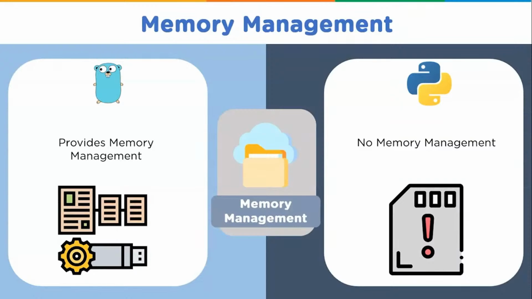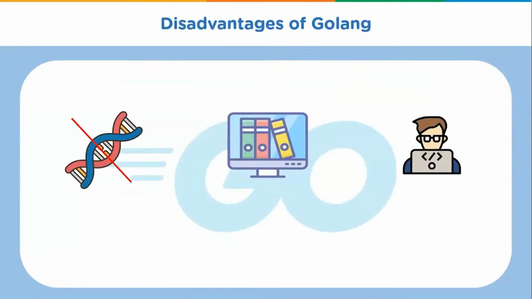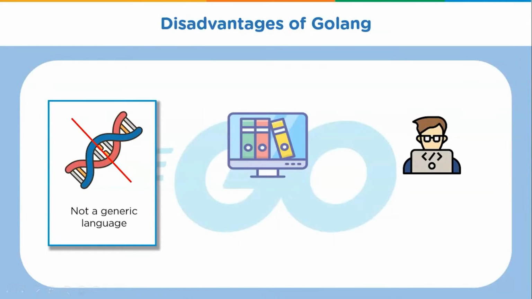Now we will look into few drawbacks of Go language. Firstly, it is not a generic language. Till now, Go does not have any generic support. This is due to the repetition of codes for the same type of operations but with different data types. Moreover, some data structures cannot be implemented due to lack of generic support.